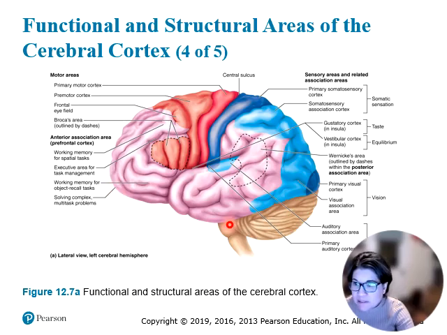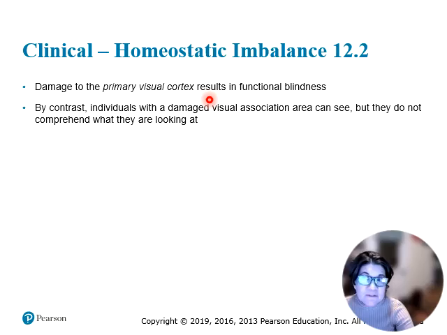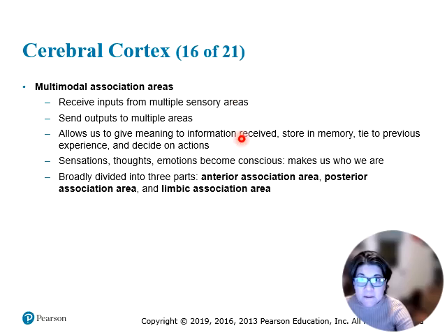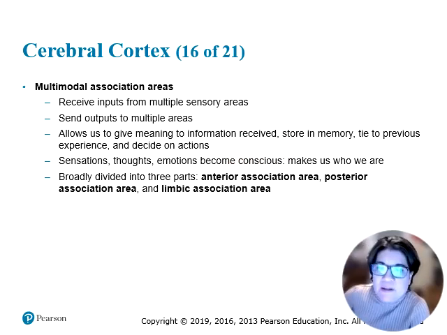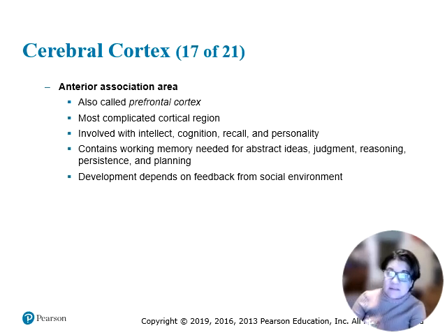Okay, so we already saw this, I think, but some of these parts are here. So find them and figure out what part of the brain they're in. And I think we saw this picture too, yeah. If you have damage to one of these, it's going to cause a problem, like primary visual cortex will cause blindness. The multimodal association area is going to receive information from multiple areas, put them all together and figure out what they mean, and then that's going to cause us to think and act.